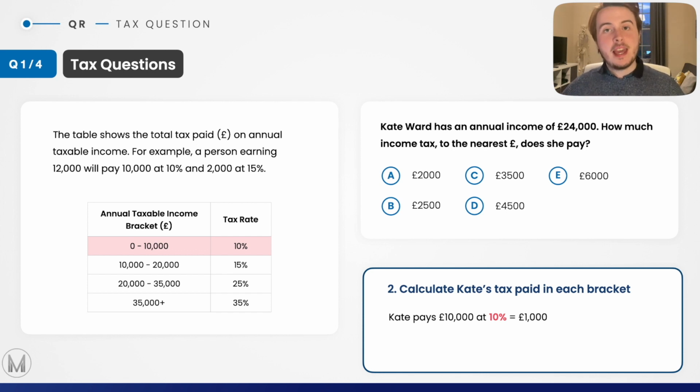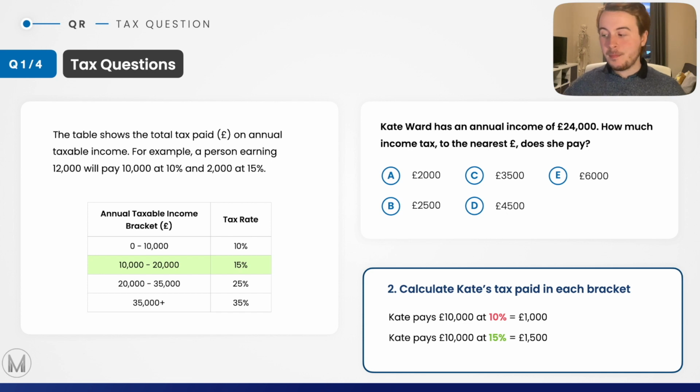Now, stepping up to the second bracket, we said she is also above this one, so she has the full amount that is within this bracket. So the full amount within this bracket is going to be the next 10,000 that she earns. And on that 10,000, she's going to be getting 15% tax. So 15% of that 10,000 is going to be £1,500. So we've got our running total so far. She's paid £1,000 tax in the first bracket, £1,500 tax in that second bracket.